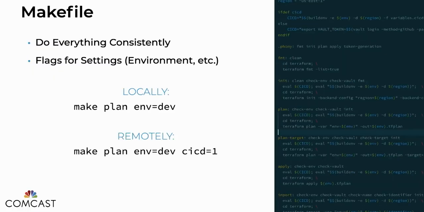This is what it looks like when you run locally and what it looks like running in CI/CD. All you got to remember is the operation you want and to pass in the environment. Make plan env equals dev. Make plan env equals dev CI/CD.